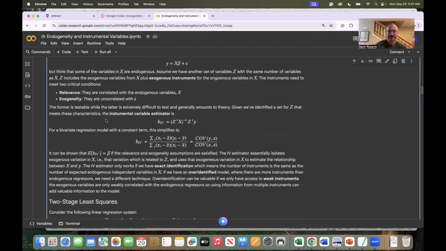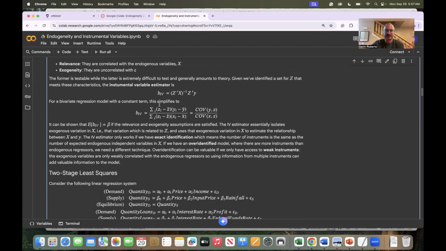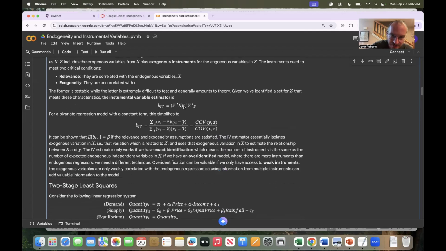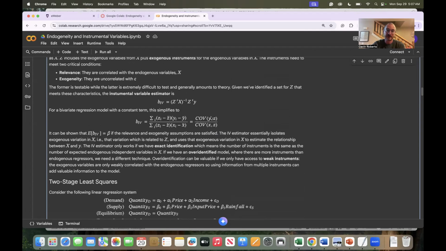Given we've identified a set of instrumental variables, so let's suppose we found a nice set of variables, or one variable, depending on how many we need, that meets these two criteria, relevance and exogeneity. Then the instrumental variable estimator looks like this. So B_IV, the instrumental variable estimate, is (Z'X) inverse Z'Y. Remember, this used to be (X'X) inverse X'Y. Well, now Z is playing a role in this too.